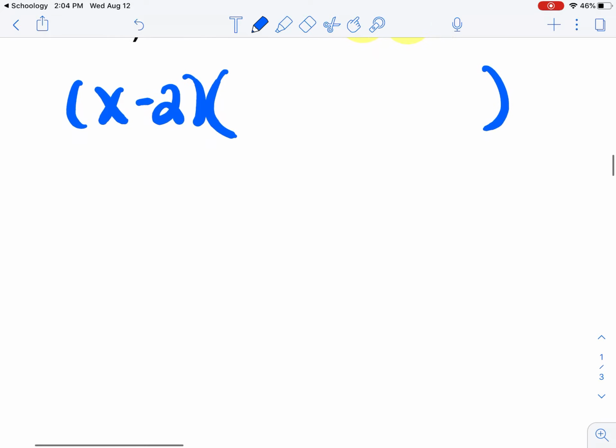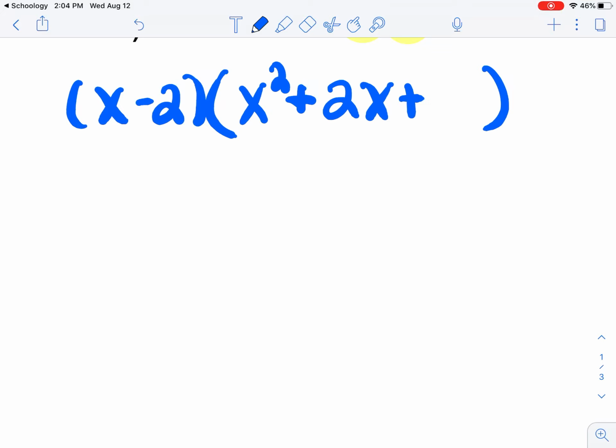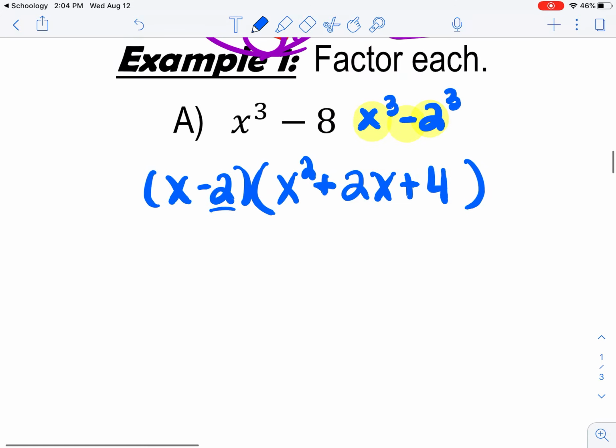Now I just have to get my trinomial. You really don't need the original anymore. S-O-P-P-S. S stands for square. Square the first term. X squared. O stands for opposite. Take the opposite of the sign. Plus. P stands for product. Multiply those two terms. X times 2 is 2x. P stands for plus. S stands for square. So square the last term. Negative 2 squared is 4.